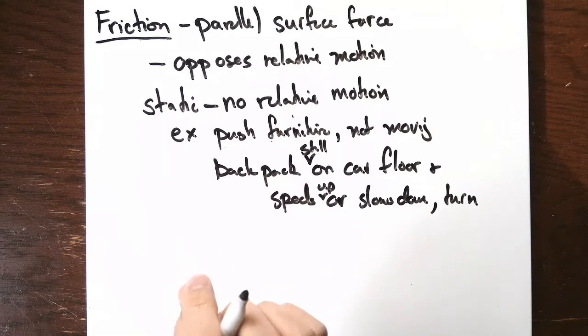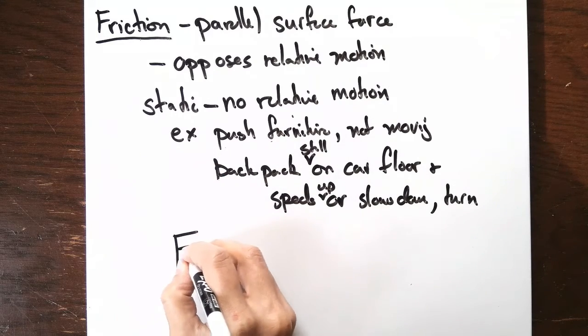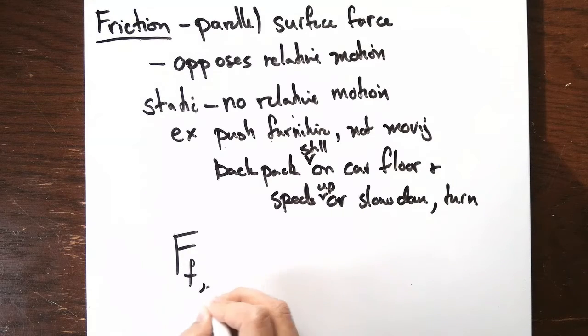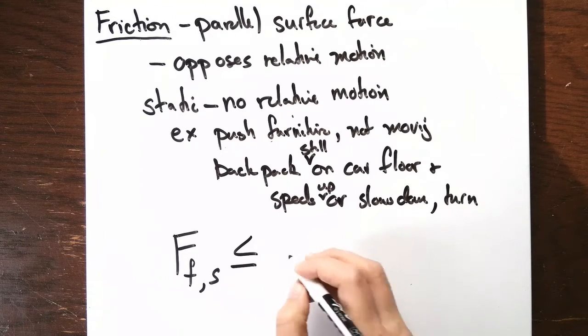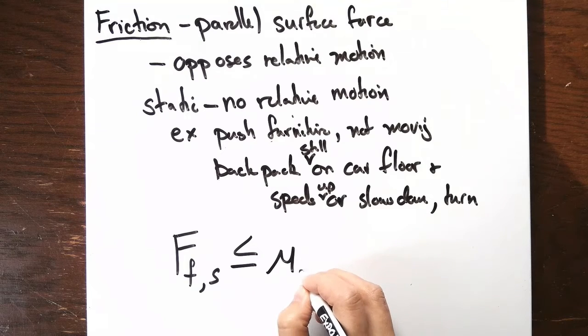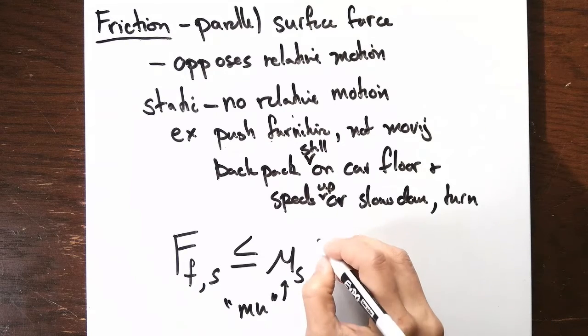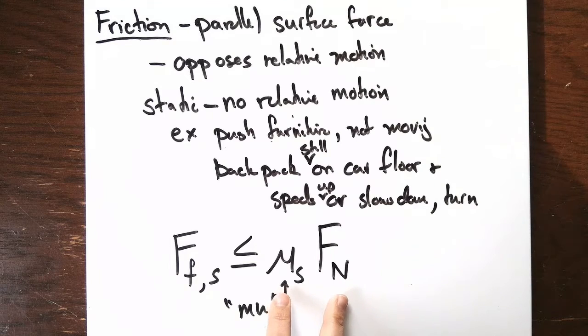But if you want to know how big static friction could actually be, well, the largest it can ever be, so here we have force with the sub s because it's friction, and then a comma sub s because it's static. The biggest it can ever be is what is called the coefficient of static friction. That's a mu, the Greek letter mu, and S for static, times the normal force. So this is a maximum value.